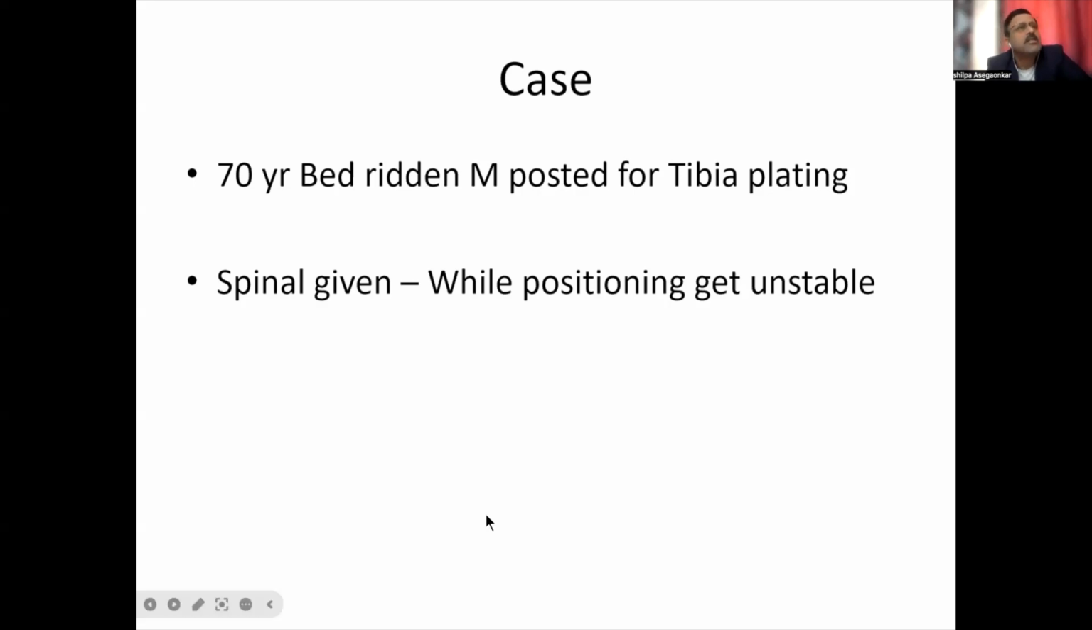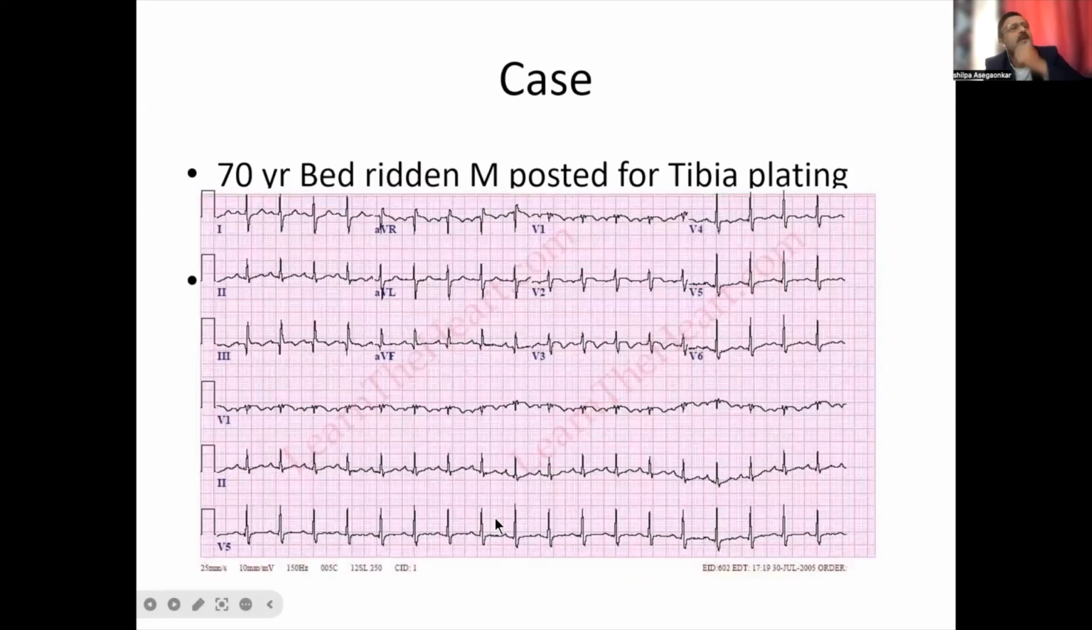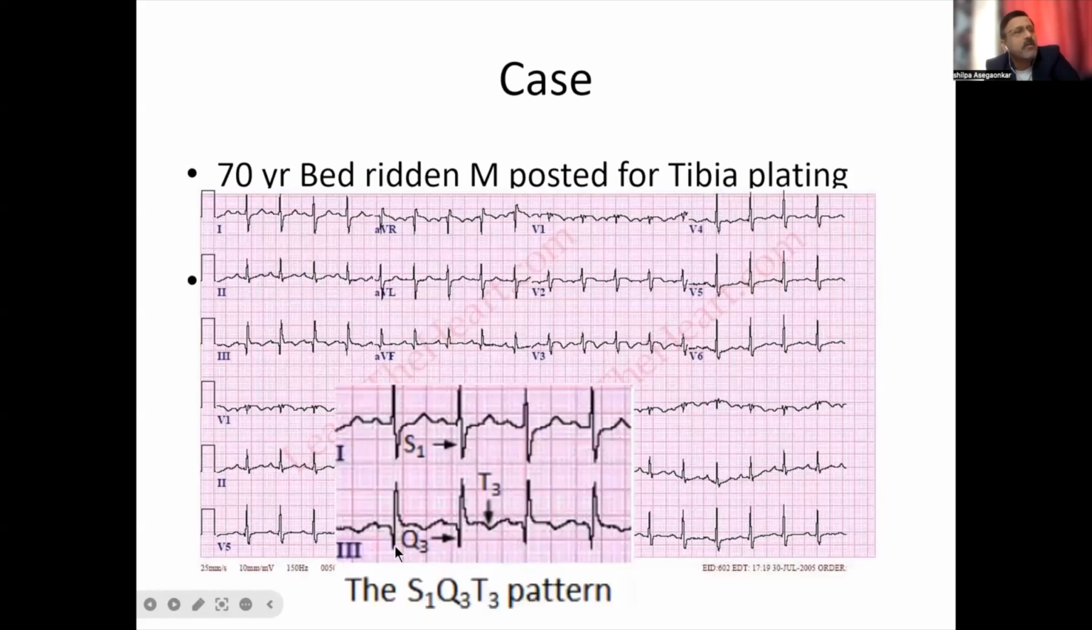We took his 12-lead ECG, and what did we find? We found that these changes were not there in his previous ECG. There was a deep S wave, there was a Q wave, and there was a T inversion. It is a dislodgement of the embolus into the pulmonary circulation, and that leads to a pulmonary embolism. Immediately, rather than going ahead with the surgery, we postponed the surgery and put him on anticoagulants.